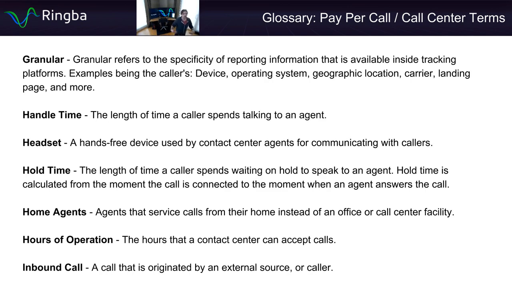Granular. When we say granular, we are referring to the specificity of reporting information that is available inside tracking platforms. Examples of this being a caller's device, operating system, geographic location, which can be city, state, zip, country, latitude, longitude, their carrier, their landing page, referring data, IP address, and more.